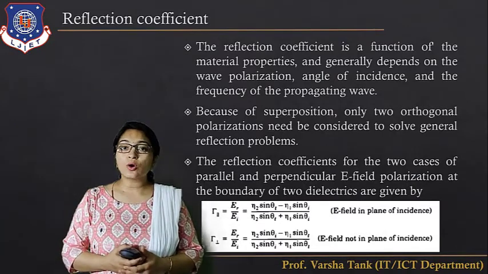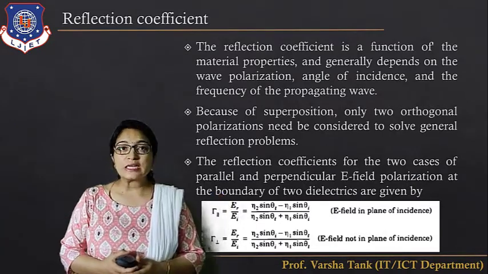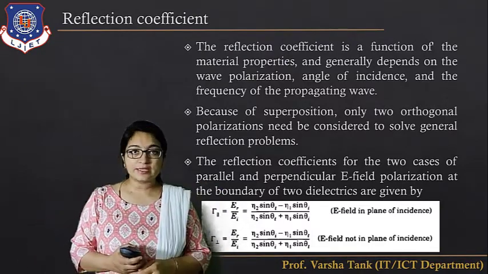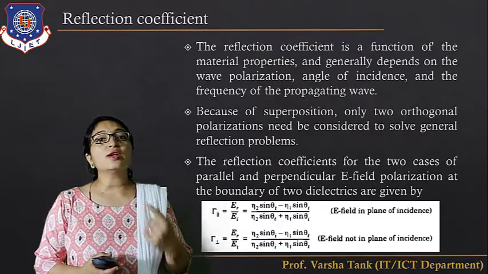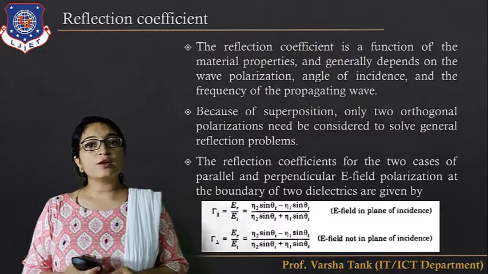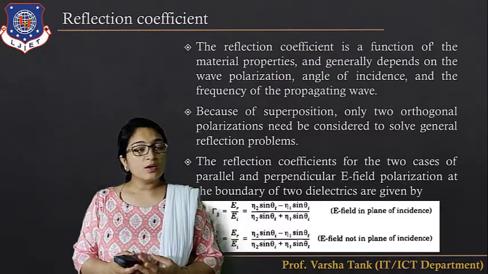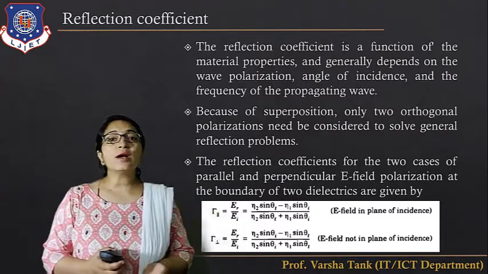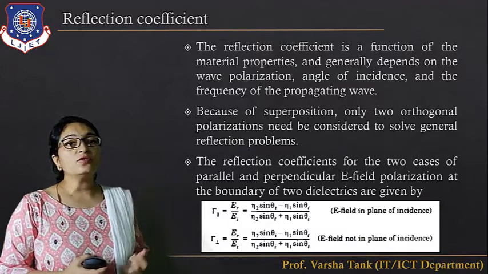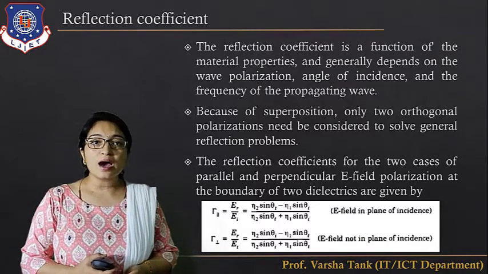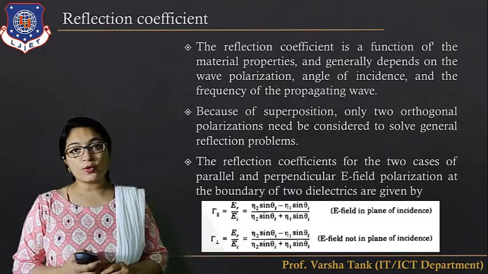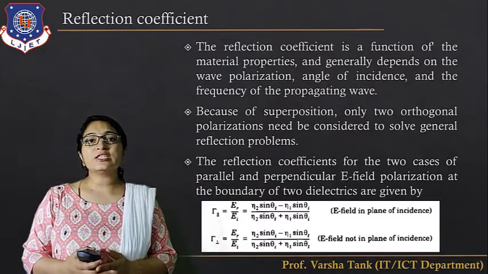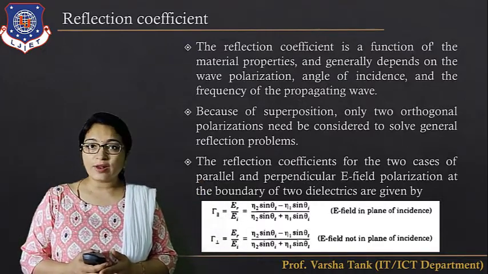Now what is the reflection coefficient? The reflection coefficient is a function of the material properties, and it generally depends on the wave polarization, angle of incidence, and the frequency of the propagating wave. So the reflection coefficient is always based on three parts: the wave polarization, whether horizontal or vertical, the angle of incidence, at which angle the polarized waves appear, and the frequency of propagation. Because of superposition, only two orthogonal polarizations need to be considered to solve the general reflection problem.